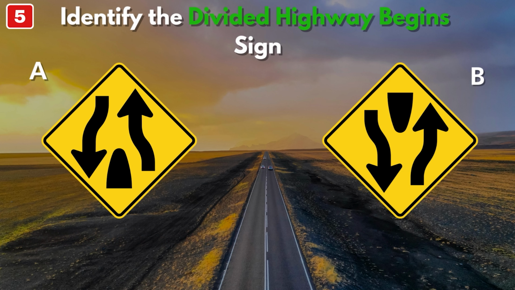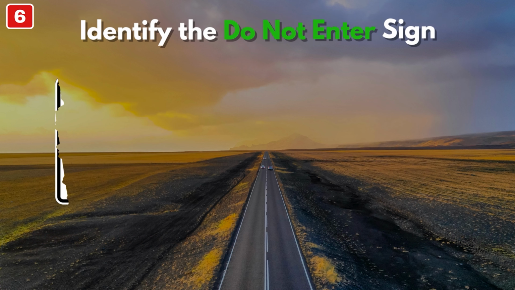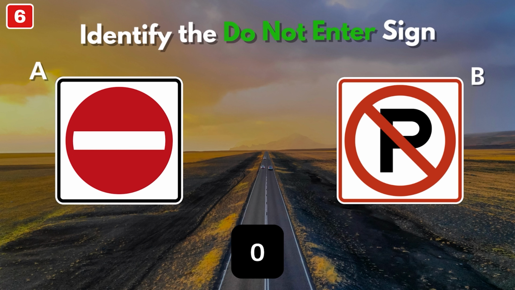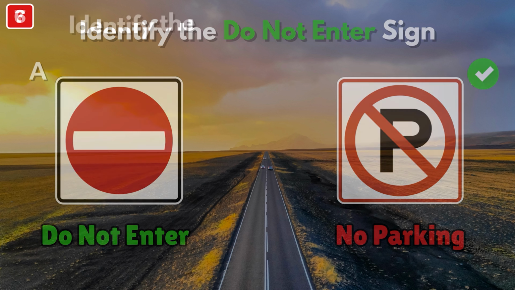Identify the divided highway begins sign. Spot on. B is the divided highway begins sign. Identify the do not enter sign. Perfect. A is the do not enter sign.